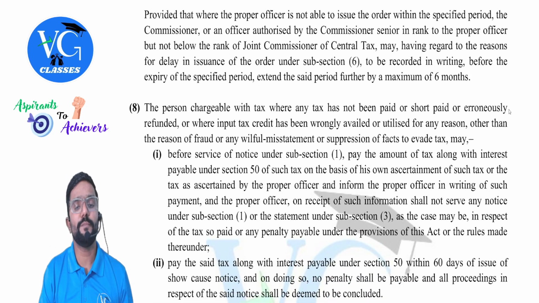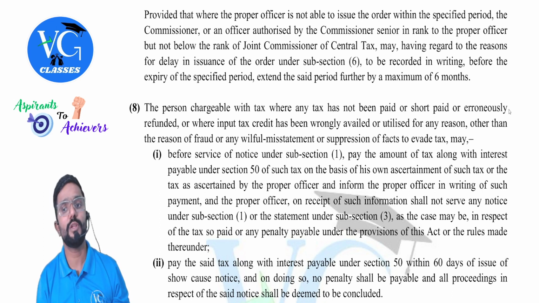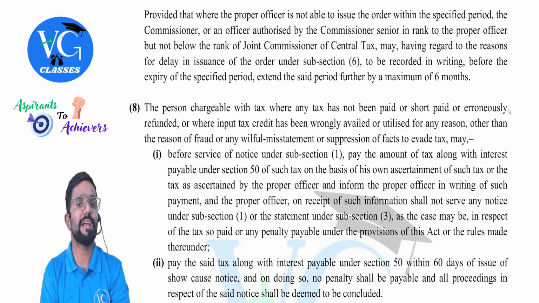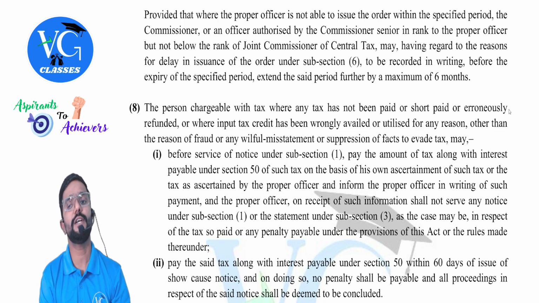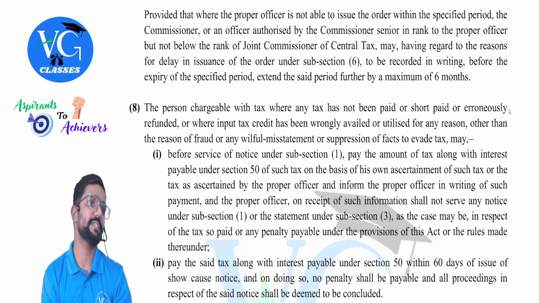Provided that where the proper officer is not able to issue the order within the specified period, the commissioner or the officer authorized by the commissioner, senior in rank to the proper officer, but not below the rank of joint commissioner of central tax, may, having regard to the reasons for delay in issuance of order under subsection 6, to be recorded in writing before the expiry of the specified period, extend the said period further by a maximum of 6 months.